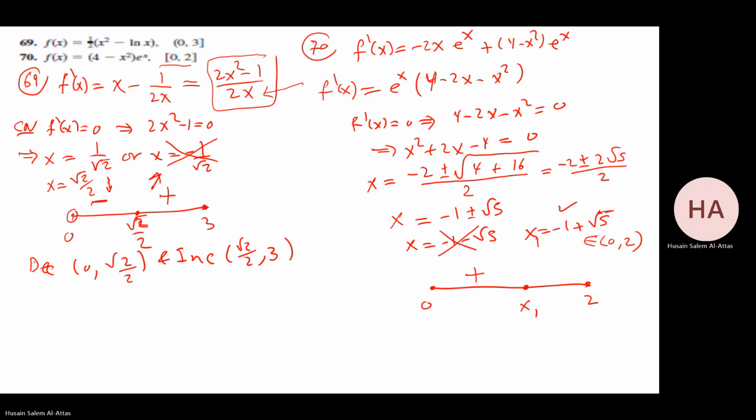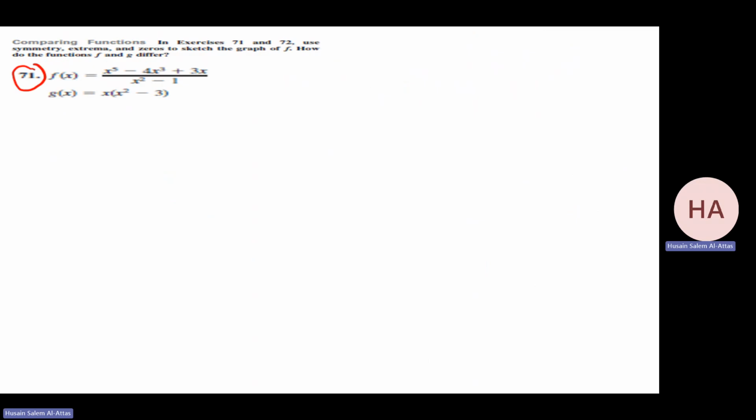Take a value here. What is it? Like 3 over 2? Yeah. Like 3 over 2 will give you what? 4 minus 3 minus 9 over 4, which is a big number, so it will be negative. That will be negative. So it will be increasing, then decreasing. So increasing from 0 to minus 1 plus square root of 5, and decreasing from minus 1 plus square root of 5 to 2. Okay. Yeah, I think it's very clear.